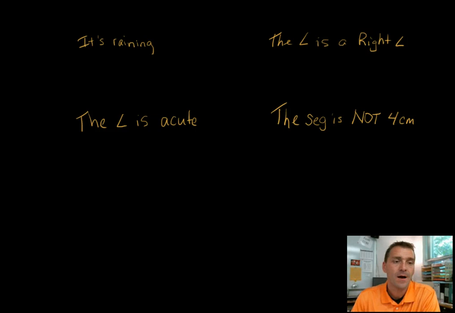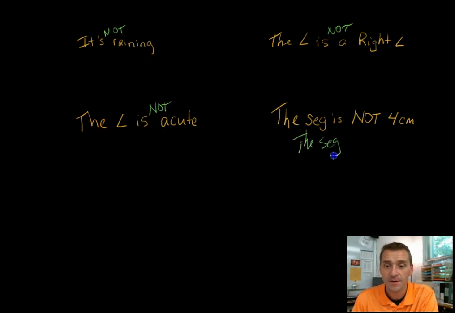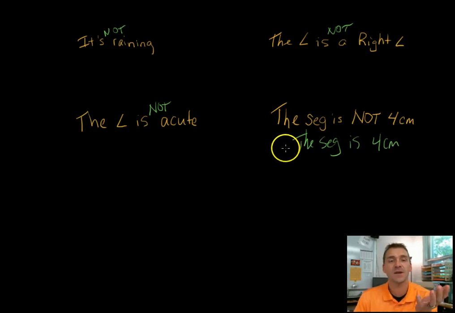If you would take this one, you would say it's raining. The negation of that is, it's not raining. It's that simple. This one over here, the angle is a right angle. The angle is not a right angle. That's what you're doing when you're negating these things. The angle is acute. The angle is not acute. The segment is not 4 centimeters. Then you would say the segment actually is 4 centimeters. So the negation is when you take something and just make it the negative of it. So if it's already negative or if it's already not, then you take it the positive, if you will.